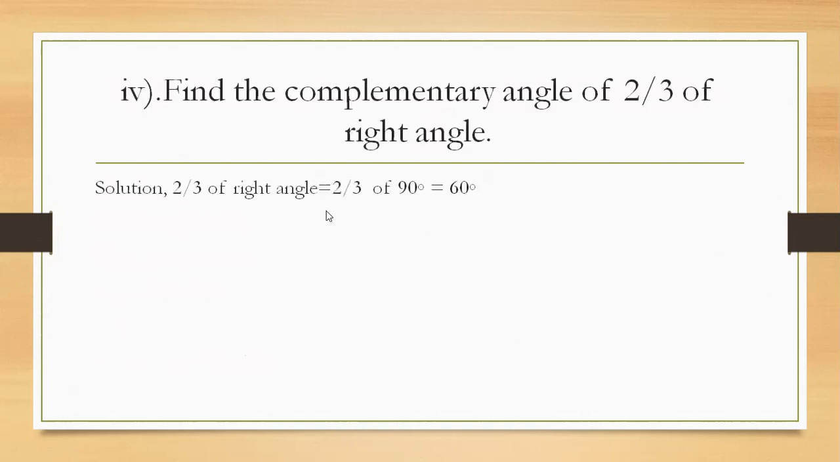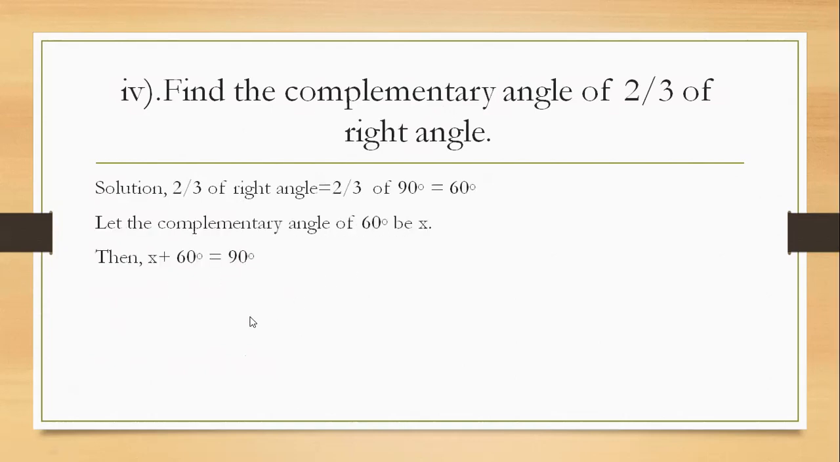Similarly, now look at the next. 2 by 3rd of a right angle means 2 by 3 of 90, that means 60 degrees, and we have to find out its complement, suppose x. Then when you add them, it will be 90. Then when 60 goes here, subtract, and you will get the value of x, 30 degrees. Okay, the missing angle is 30 degrees.